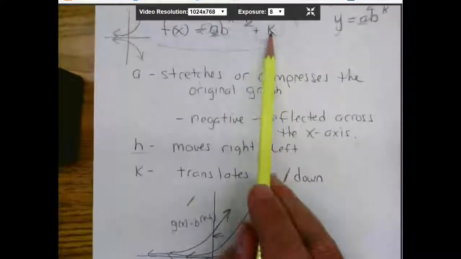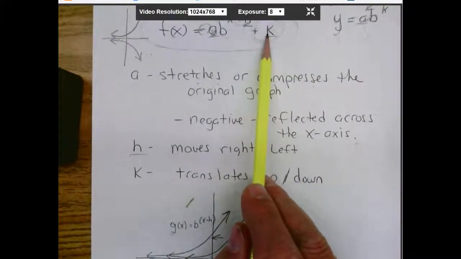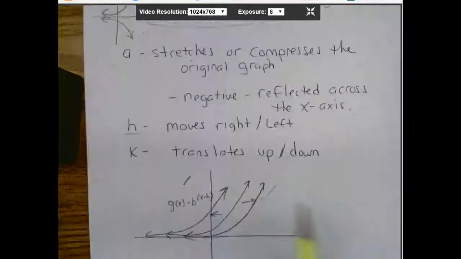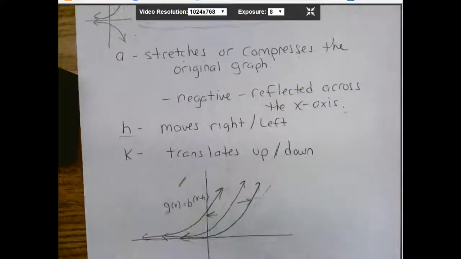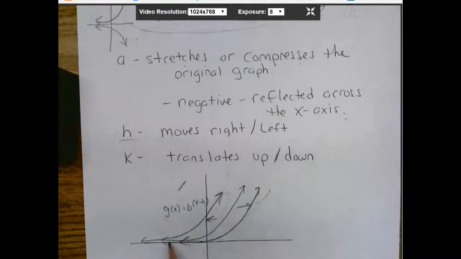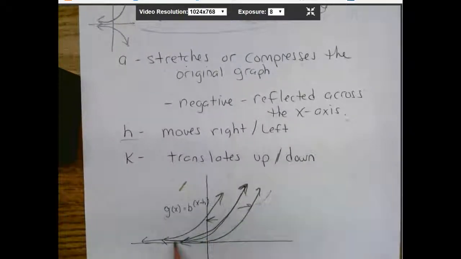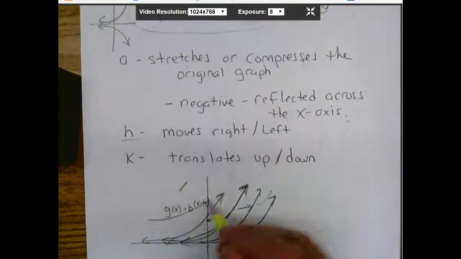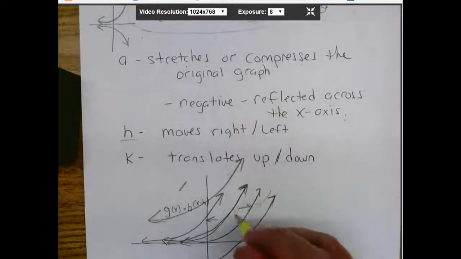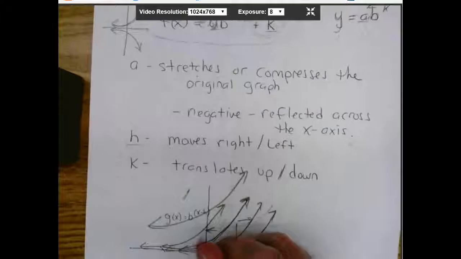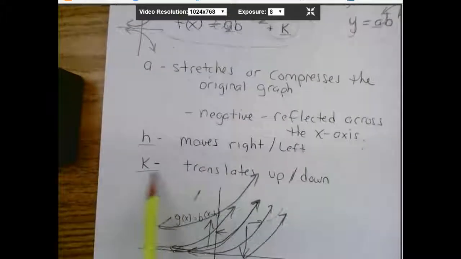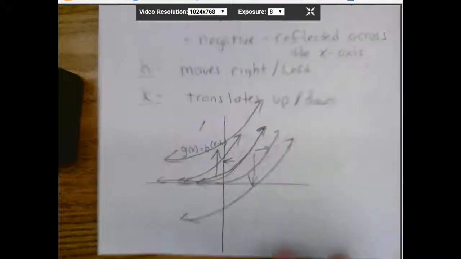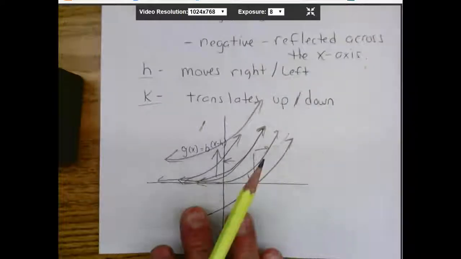So if we add a number to the original function, if this was our original right here, just say that's it, we would just move it up or down, down or up. We either go down this way or up that way. Okay, and that's k.